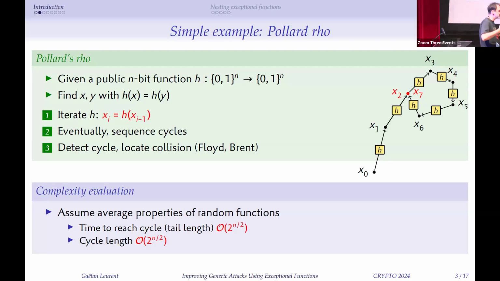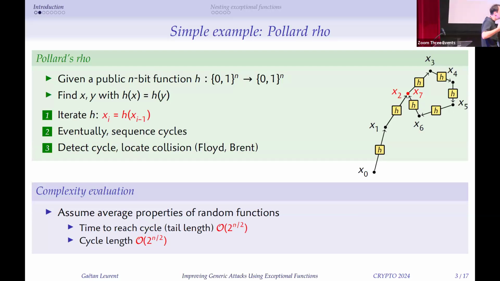If you want to analyze it, to understand its complexity, you have to look at properties of random functions. We assume that h will behave like a random function, with the average properties of a random function. Under this hypothesis, we know that the time to reach the cycle, from the starting point to the cycle, is about 2 to the n over 2 steps. The size of the cycle is also about 2 to the n over 2 steps. So the total complexity is about 2 to the n over 2, assuming average properties of the function h.